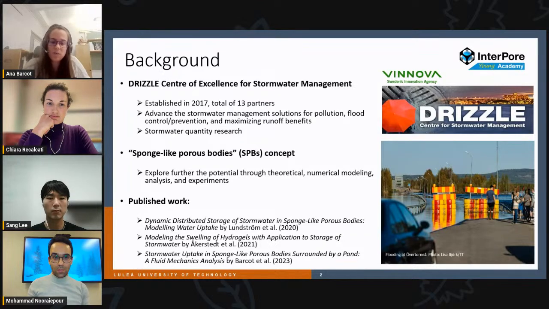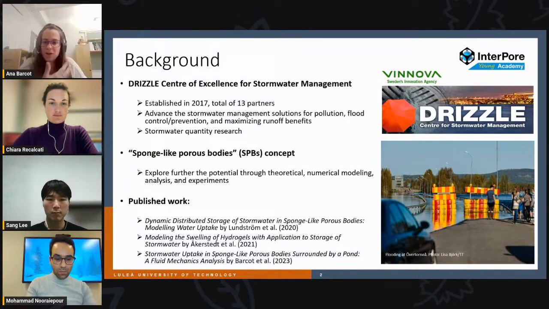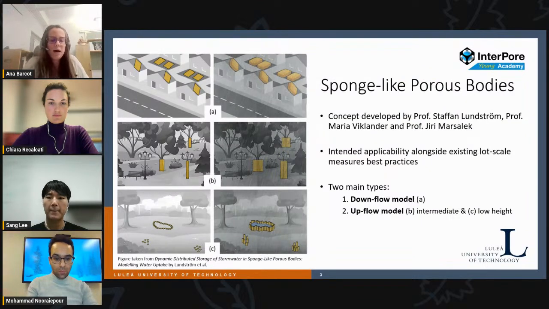As part of our stormwater quantity research, we have developed the sponge-like porous bodies concept, and my research will further focus on exploring the potential of this concept, looking more deeply into theoretical and numerical analysis and modeling, as well as, of course, conducting further experiments. I have also provided a list of the published research on this concept to this date. So if you're interested in more details about the concepts, the modeling, and all the details, you're free to look at and read all of the research articles.